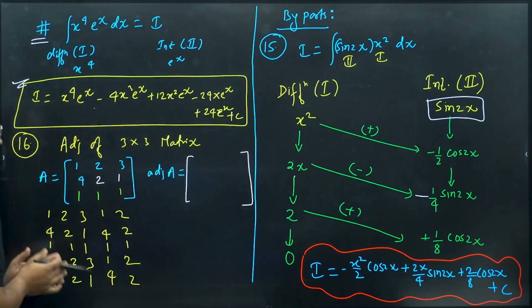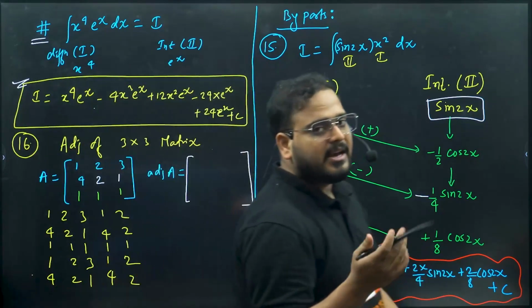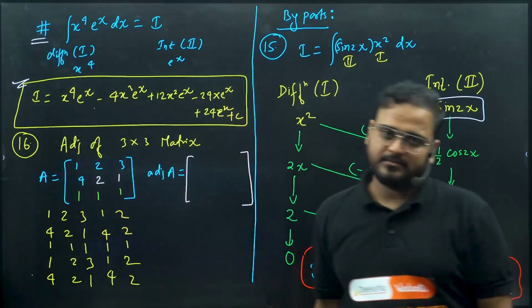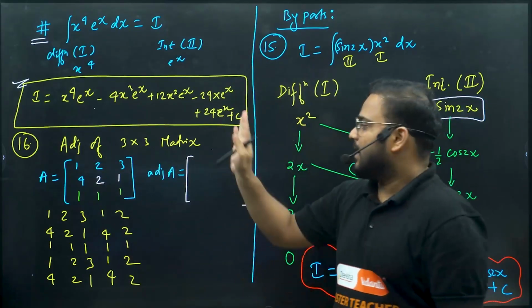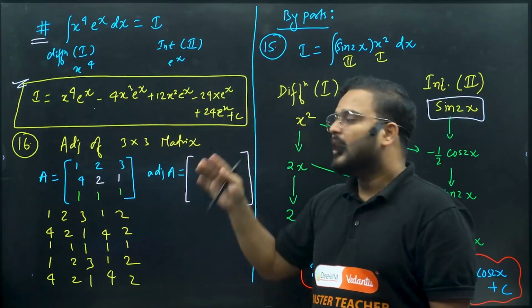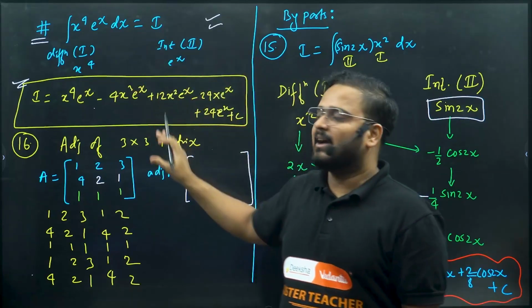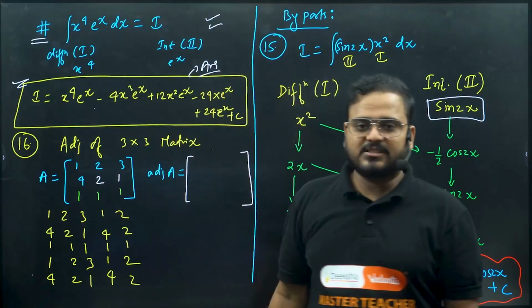Now, this one is not much of a trick, but yeah, one of the methods to find the adjoint of a 3 cross 3 matrix. So let's say a matrix A is given to you: 1, 2, 3, 4, 2, 1, 1, 1, 1. Find the adjoint of this 3 cross 3 matrix. How do you find this? This I've given you to practice. You have to solve it from your side and check it. I've given you the answer also. This is the answer given for this particular question.